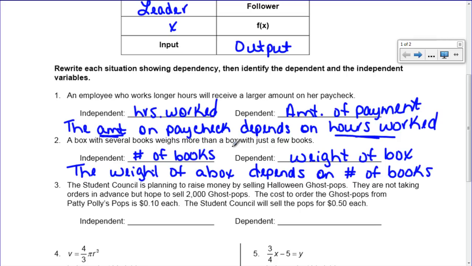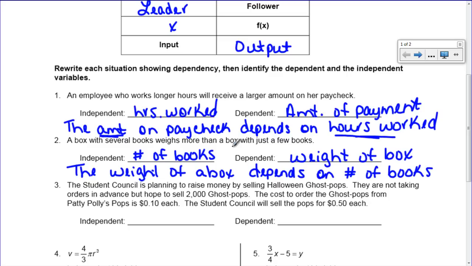The student council is planning to raise money by selling Halloween ghost pops. They are not taking orders in advance but hope to sell 2,000 ghost pops. The cost to order ghost pops from Polly's Pops, wow, that's hard to say, is 10 cents each. And the student council will sell the pops for 50 cents each. So we've got to identify the independent and dependent variables.